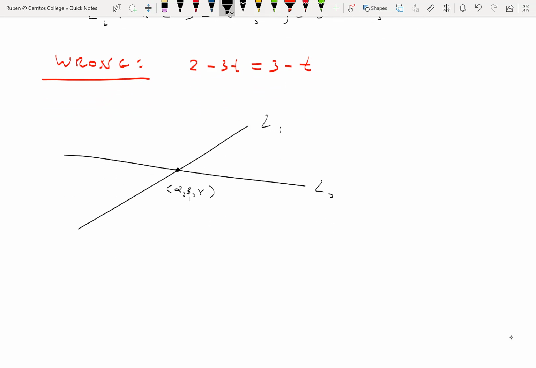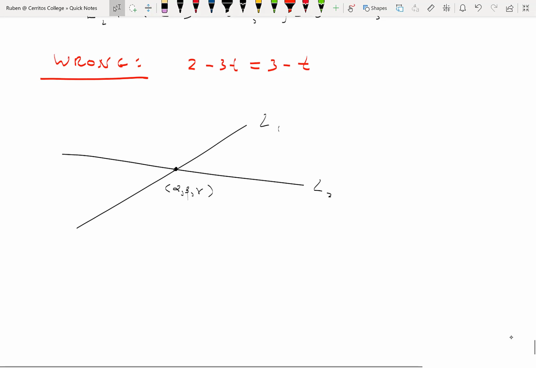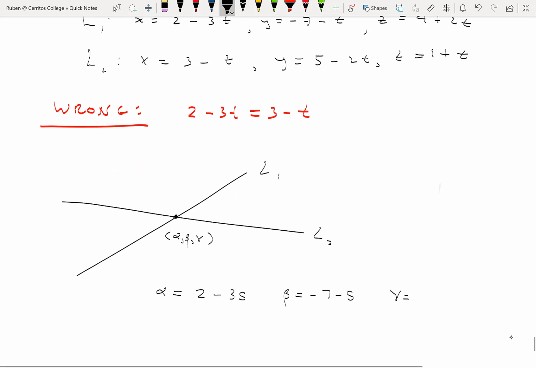Now, the alpha, the beta, and the gamma, the x, the y, and the z for both lines are going to be the same, but they could occur at very, very different times. So they could occur at time equals, let's say, s for line 1. It would occur where the x coordinate is 2 minus 3s. The y coordinate is negative 7 minus s. And the z coordinate gamma equals, let's see, what is the z coordinate? 4 plus 2s.